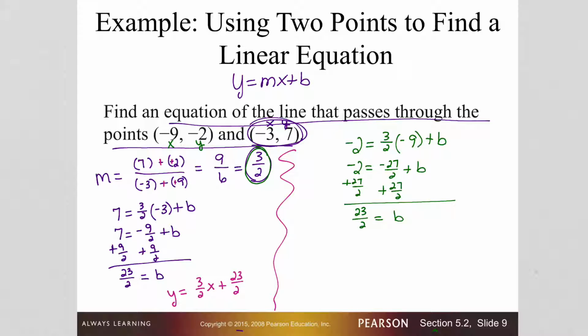If you don't believe me, grab a calculator and check it out. So I get the same y-intercept no matter which point I use. So y is equal to 3 over 2 times x plus 23 over 2. Same equation, used a different point. That's the beauty of math.